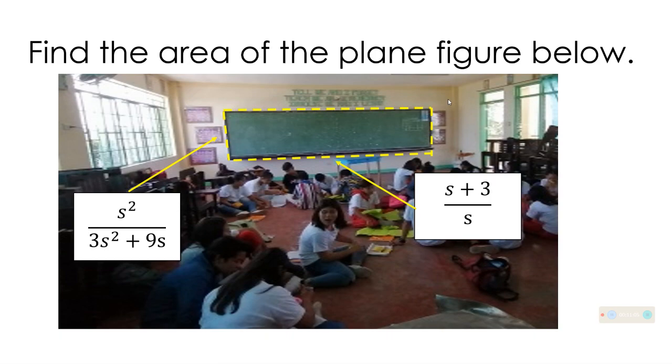Next, I have here, yes, a blackboard. Okay? So you are going to apply what you have learned in finding the area of a rectangle. Yes, you are going to have area equals length times width. So that's why you are going to multiply s plus 3 over s times x squared over 3s squared plus 9s. And then apply the steps in multiplying. Factor the given or factor out the factorable given. And then divide out the common factor and simplify.